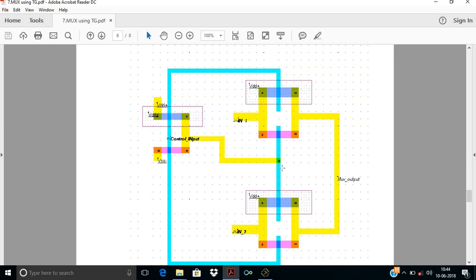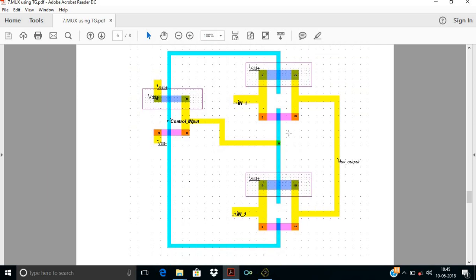Now in a similar way you have to draw the second transmission gate. Then short the drain of both transmission gates and take the output. Now for providing input, first of all we have to draw our inverter. The control input is provided to the NMOS of first and PMOS of second, and the output of inverter is connected to the PMOS of first and NMOS of second. This way you have to generate the transmission gate.